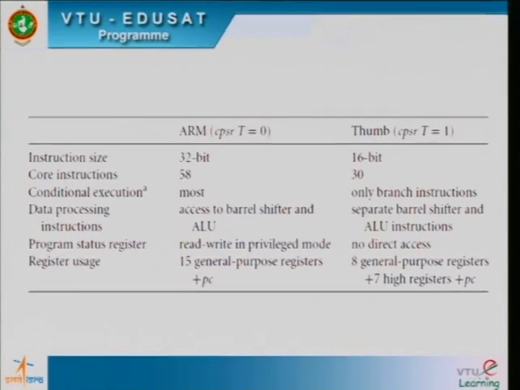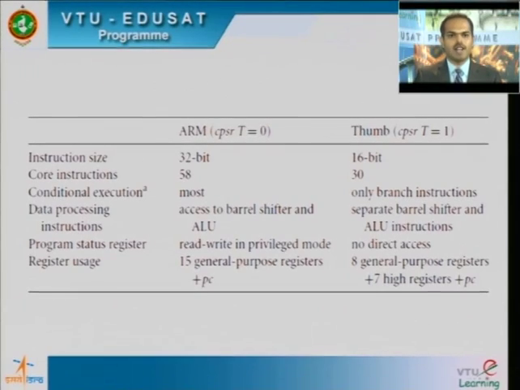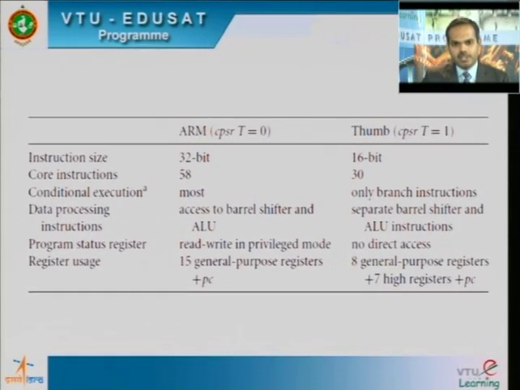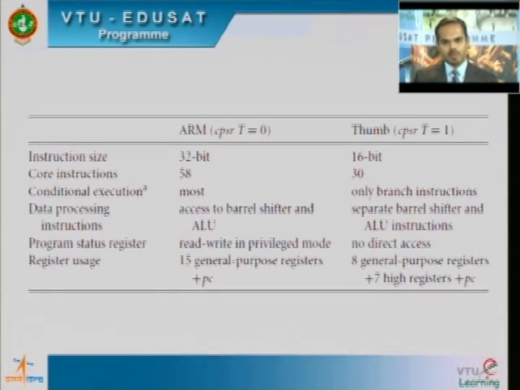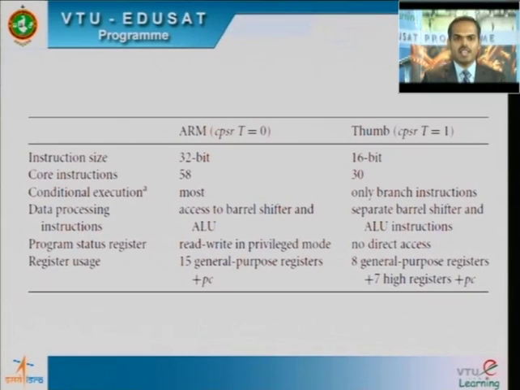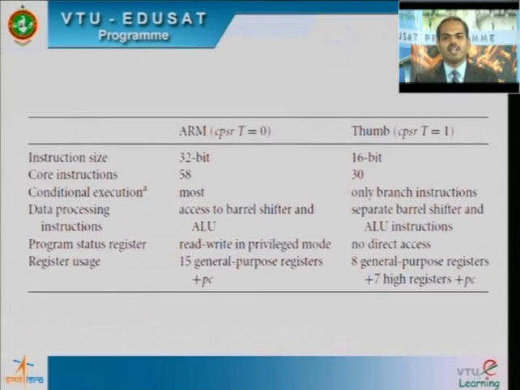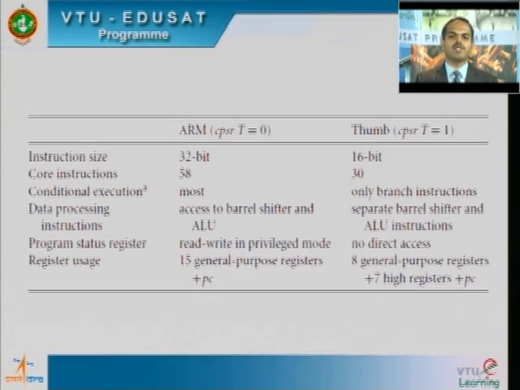Right. Now, this slide is very important. The ARM7 family of processors can work in two states, as I mentioned before: a 32-bit state called the ARM state, and a 16-bit state called the Thumb state, and each of them has different instructions. Core instructions in ARM state are 58 in number. Core instructions in Thumb state are 30 in number. Conditional execution is one of the most important things in the ARM processor. We'll discuss it more in the coming slides. Right now, conditional execution is possible with most of the ARM state instructions, but it is possible only with a branch instruction in Thumb state.